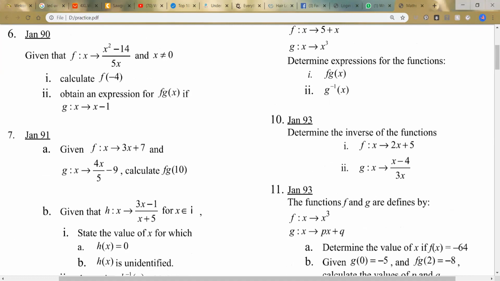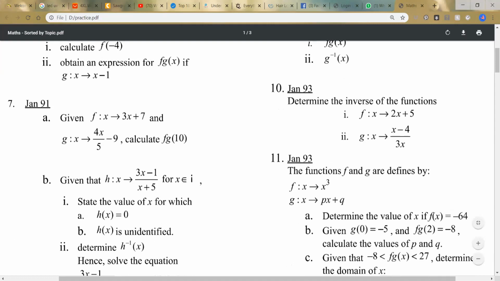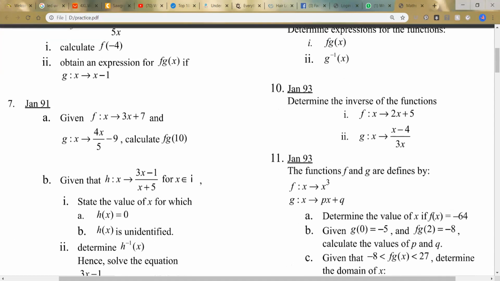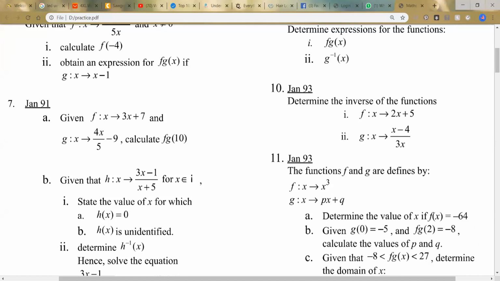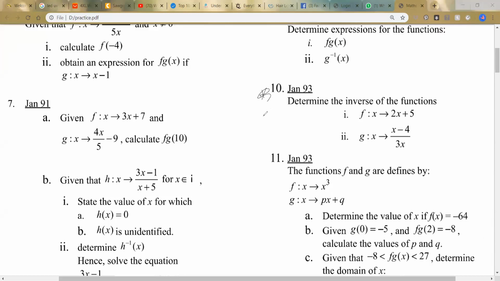Send a screenshot of number 10 in the group now. Let's do number 10. Great job, Solange. Now let's do number 10. Find the inverse of these functions. I'll erase all of this and see if I can do it mentally. Number 10: determine the inverse of the functions.